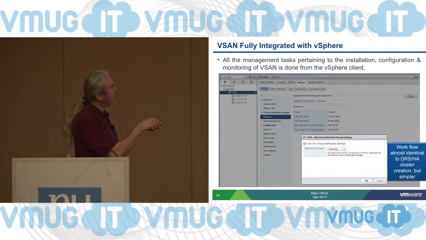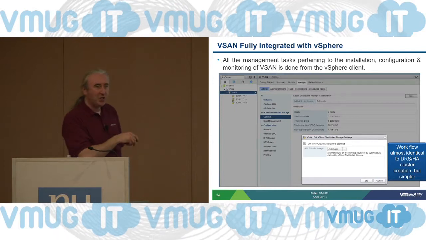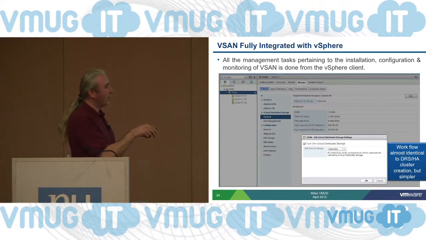cluster settings. You can drop down here and we have, I know it's not very clear, but hopefully you can see it. But essentially it's just the general tab here in vCloud Distributed Storage. That name will probably change again, by the way. And so you can just go on and turn it on.